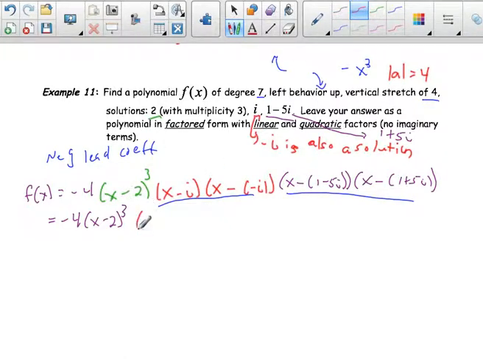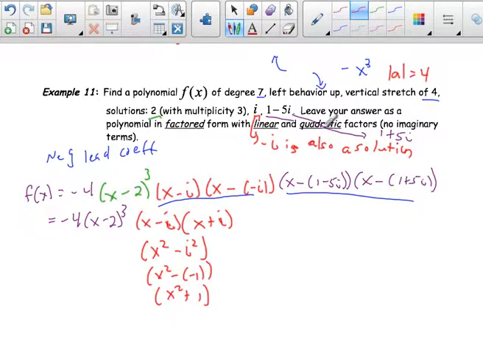So I'm going to have x minus i times x plus i. I recognize that as a difference of squares pattern. So it's going to be x squared minus i squared. i squared is equal to negative 1, so it's x squared minus negative 1. So it's going to be x squared plus 1. And I can stop expanding at that point. I'll bring these other factors down. Negative 4 times x minus 2 cubed.